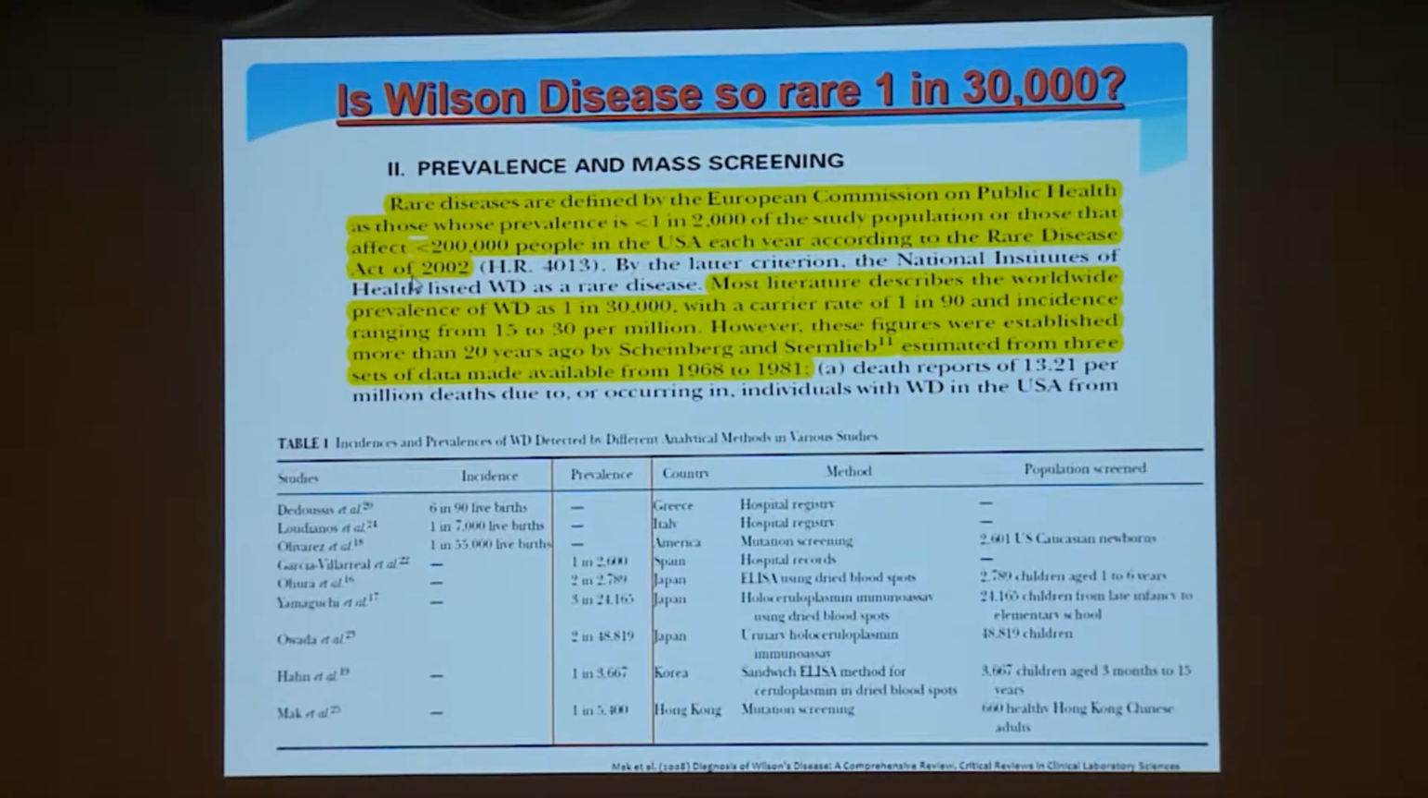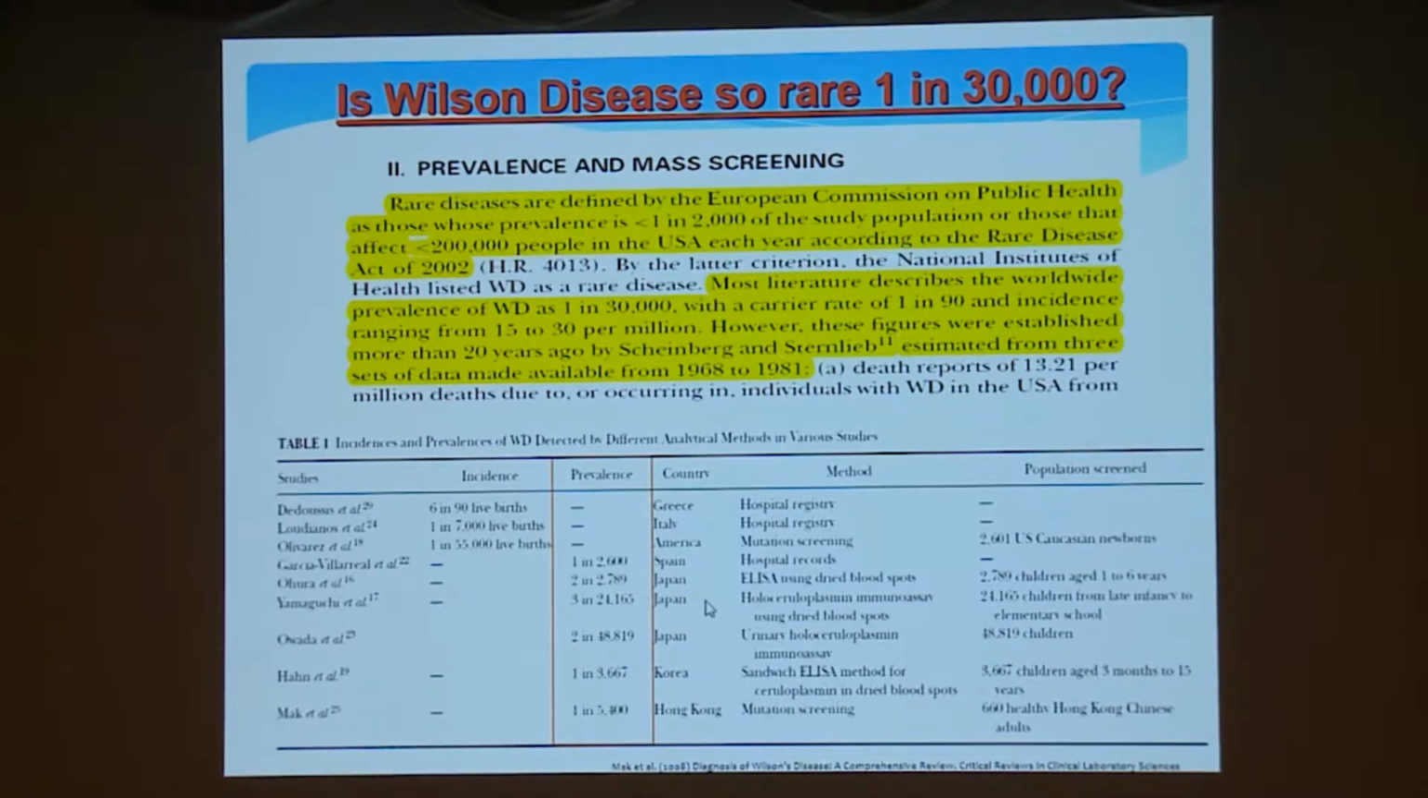So is it really rare? The classical incidence quoted in the literature is 1 in 30,000, but this was data collected in the early 80s, from 3 case sets collected from the 60s to the 80s. So they were case finding. Again, it is likely underdiagnosed, and luckily we have more updated data from various groups, and the prevalence is 1 in a few thousand nowadays.